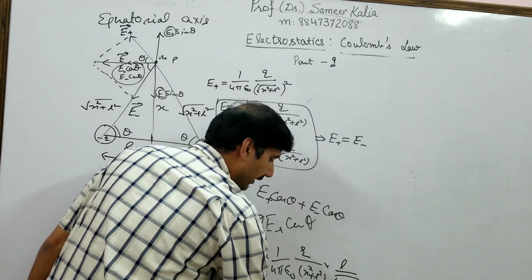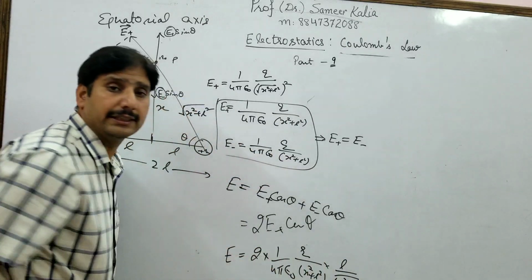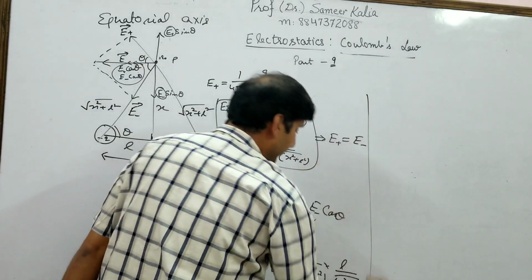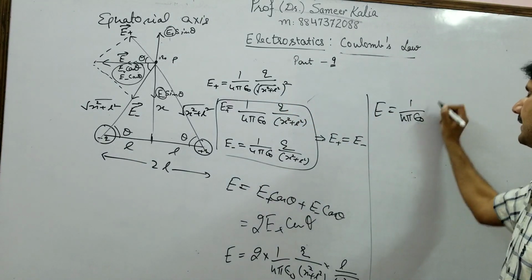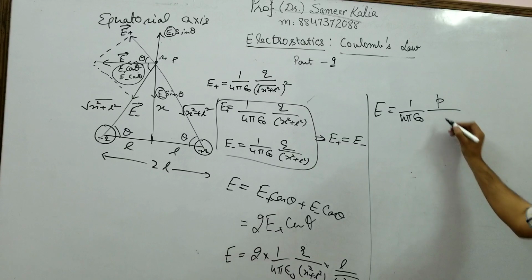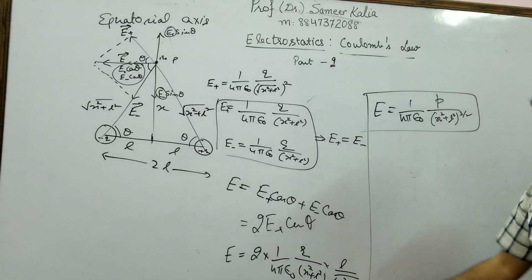This is L over under the root x square plus l square. Q into 2L is nothing but P. What do we get? E is equal to 1 by 4 pi epsilon naught P divided by x square plus l square raised to the power 3 by 2. This is the expression we are looking for.